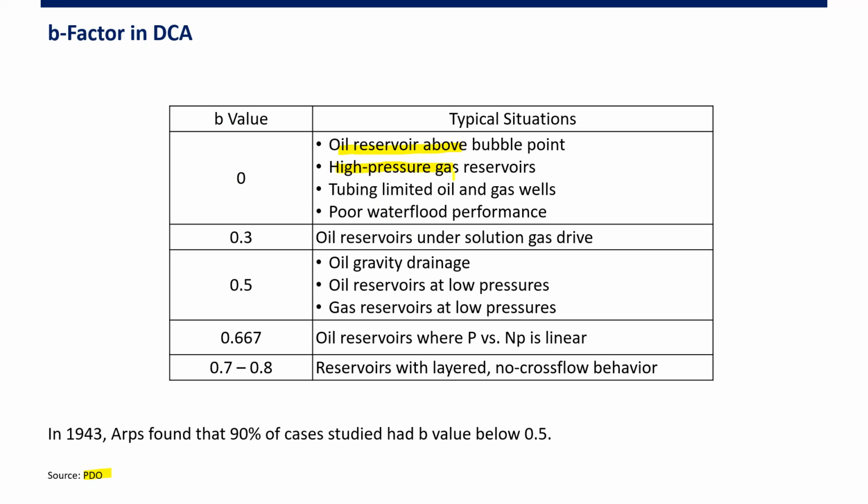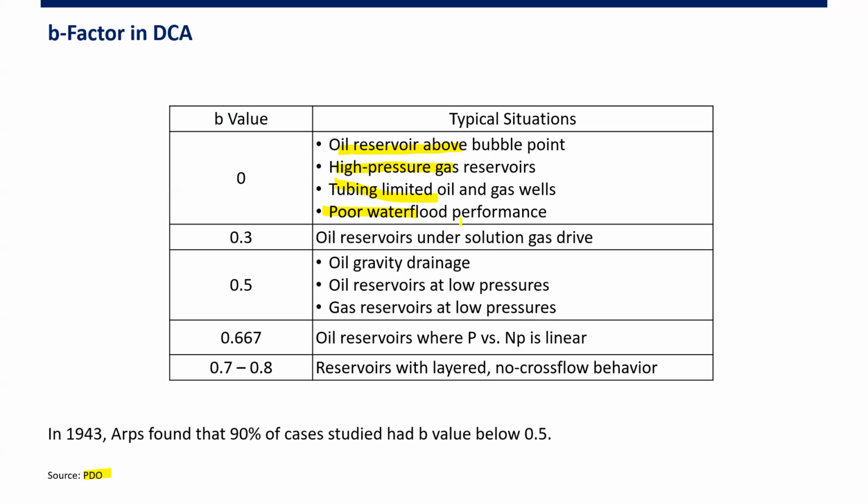And if you have a water flood, but unfortunately the performance is not really great, then the B factor will typically also equal 0, exponential decline. You can expect that if you have good performance of water flood, you will have B factors maybe greater than 0.5, or hyperbolic decline. But if the performance is not really good, then unfortunately the production will decline exponentially, or the B factor equals 0.